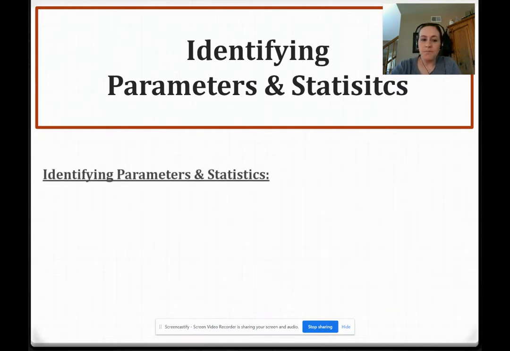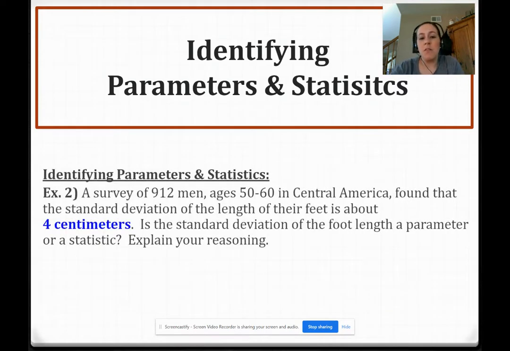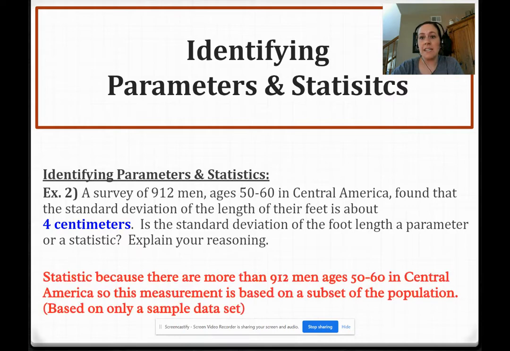Example number 2. A survey of 912 men aged 50 to 60 in Central America found that the standard deviation of the length of their feet is about 4 centimeters. What is the standard deviation of foot length, a parameter or a statistic? Explain your reasoning. Well, we have to decide, is that measurement of 4 centimeters about the population or only a subset of the population? In this case, I would say it's a statistic because there are more than 912 men ages 50 to 60 in Central America, so this measurement is based on a subset.